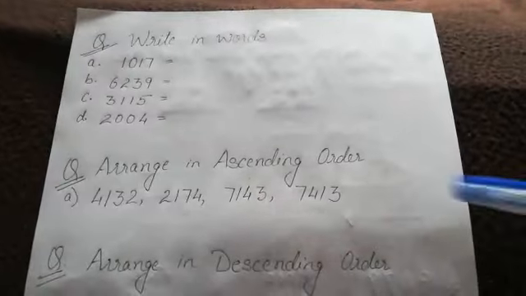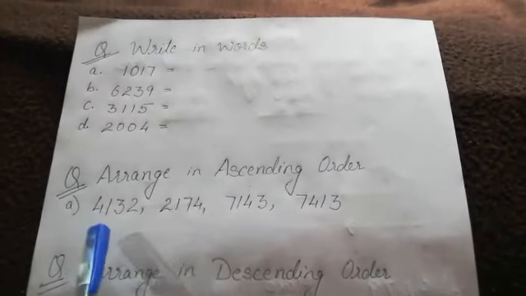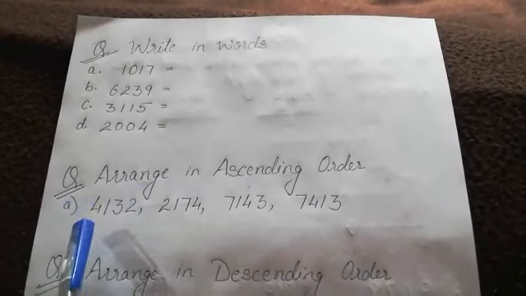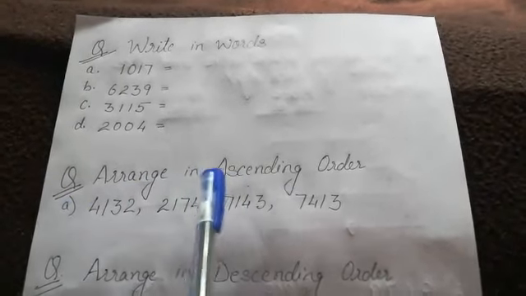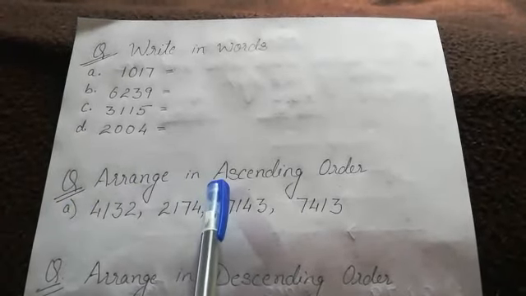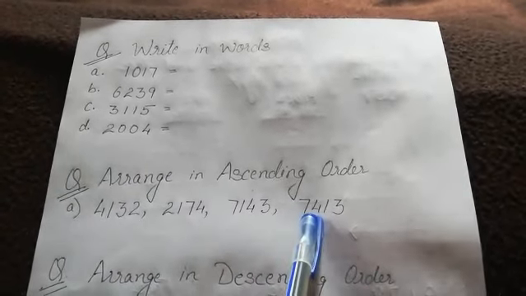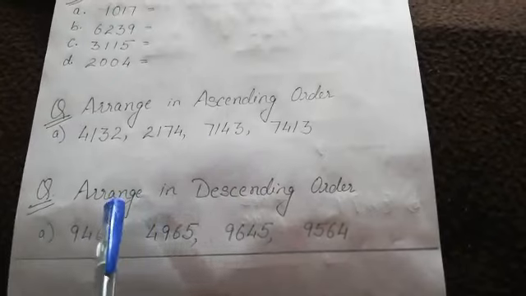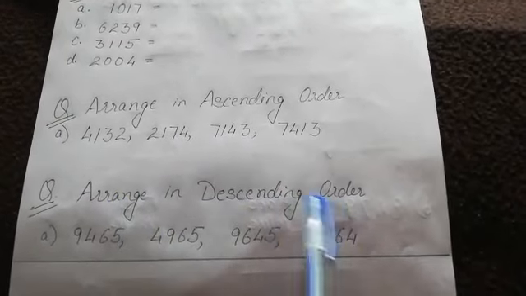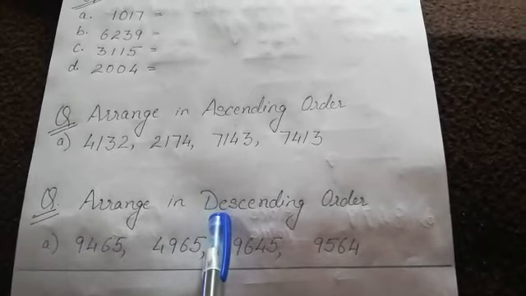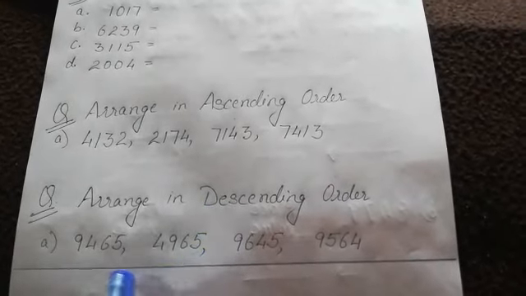Then arrange in ascending order. These are the 4 numbers. You have to arrange in ascending order. Ascending order, A. A is the smallest number. So it means from smallest to biggest. Next, arrange in descending order. D. D is the 4th letter. So biggest to smallest.